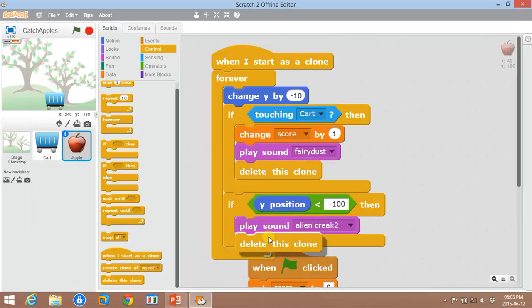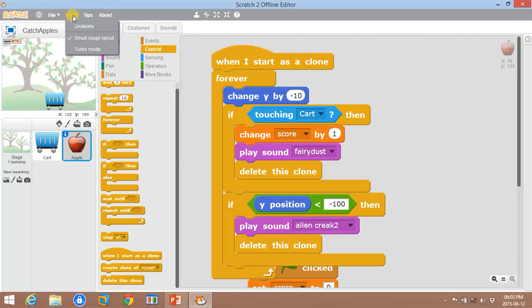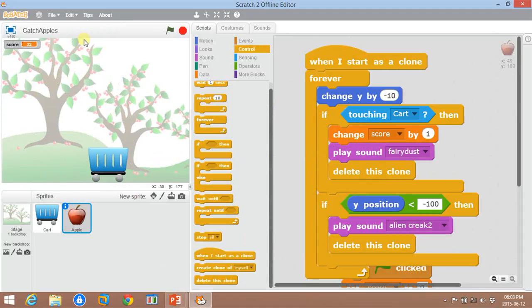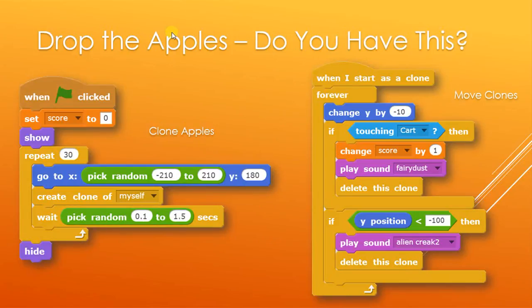Alien Creek. All right. And then we delete our clone. And if you've done everything right, you should be able to play your game now. Okay, this is what your code should look like, guys.